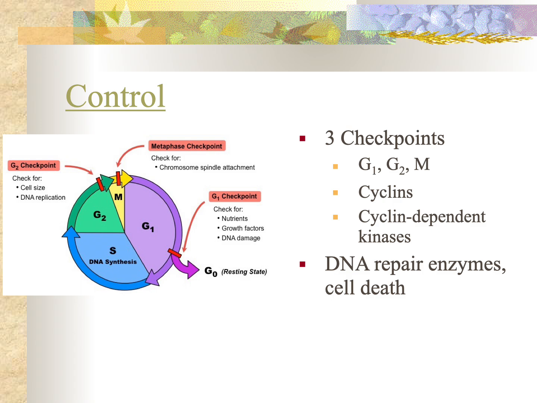Okay, and then they'll go through the G2 checkpoint, where there'll be some checks to make sure that the cell is the appropriate size and that DNA replication has occurred correctly, and then mitosis will begin. At another checkpoint, there will be proteins checking to make sure the chromosomes have lined up correctly. At these checkpoints, if something's wrong, the cell cannot proceed. The cell will be stopped, and often the cell is then eliminated if something's wrong.